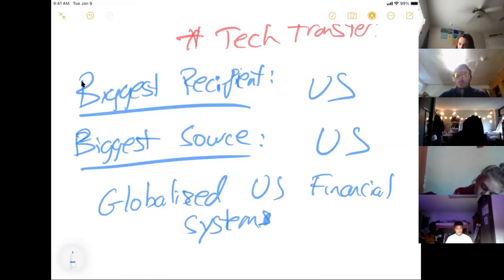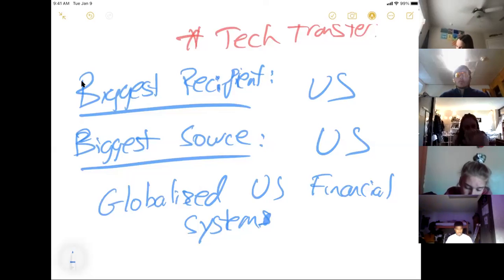Relative to the size of their economy, China is a relatively small player in foreign capital flows. And we're going to talk about why that is here, probably more tomorrow. But the simple answer is China's financial system is closed. There are some reasons why they keep it closed, but it's actually relatively difficult to get money into and out of China.